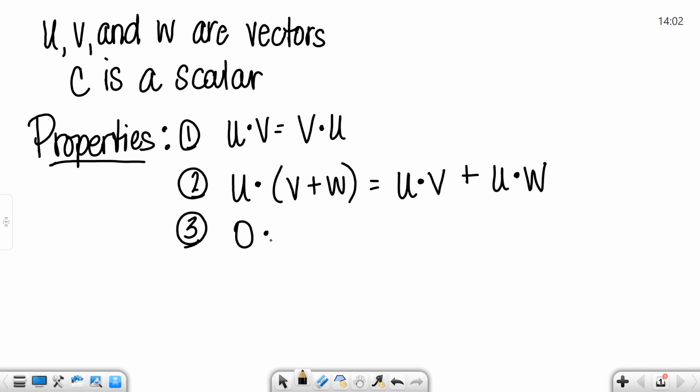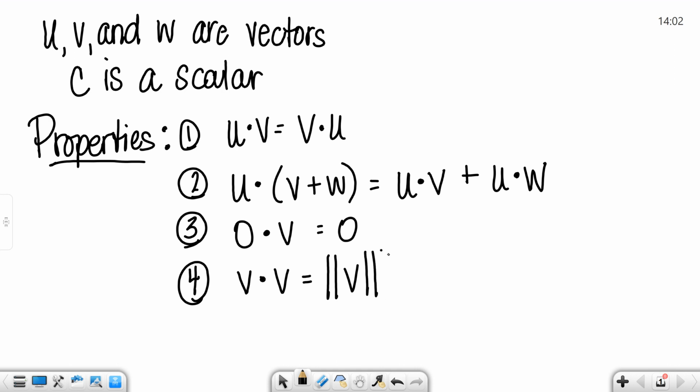If I multiply some vector times 0, I do get 0. When I multiply a vector times itself, like we did up above, we said W dot W, not multiply, W dot W. Here's what we get. Do you remember what this notation stands for? That stands for the magnitude. Remember we talked about magnitude. So V dot V gives us the magnitude of V squared.